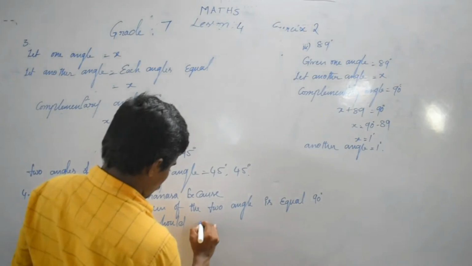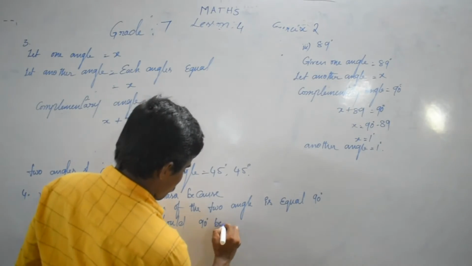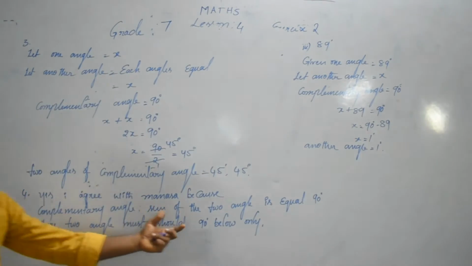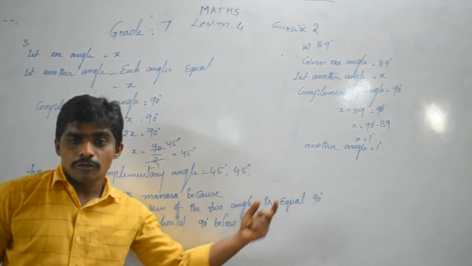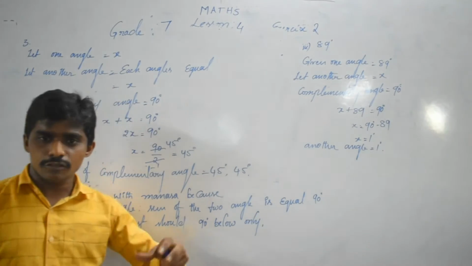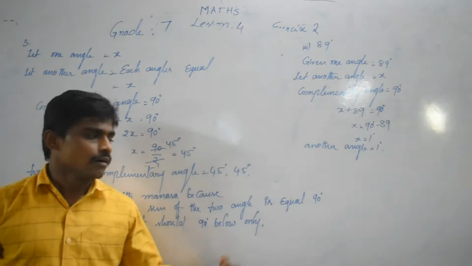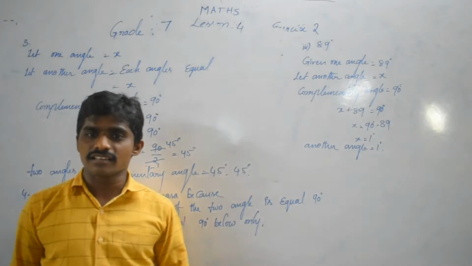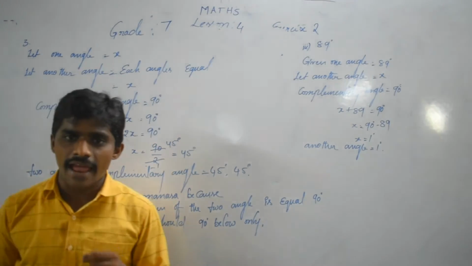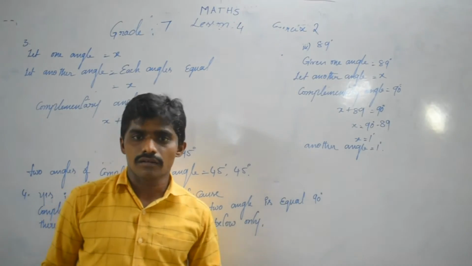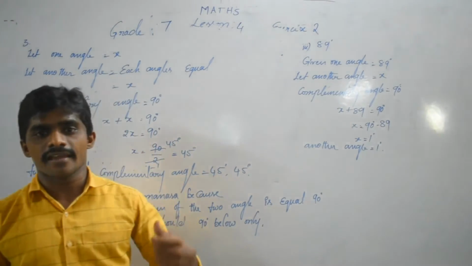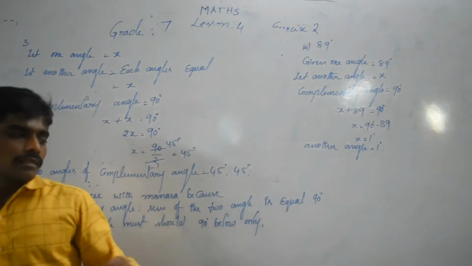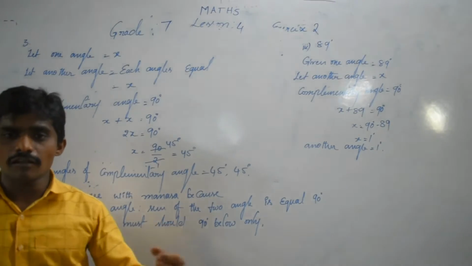So below 90 degrees only. See, the two angles are adding to 90 degrees. So these two angles must be below 90 degrees; if not, they add to more than 90. See, if one angle is 90 and another angle is 1, then the two angles add to 91. So that is not complementary. One angle is 89, one angle is 1. So these two angles add to 90 degrees. So that is complementary.